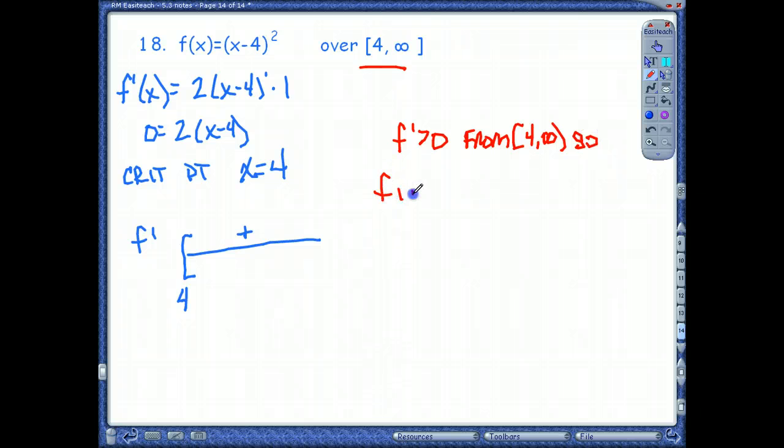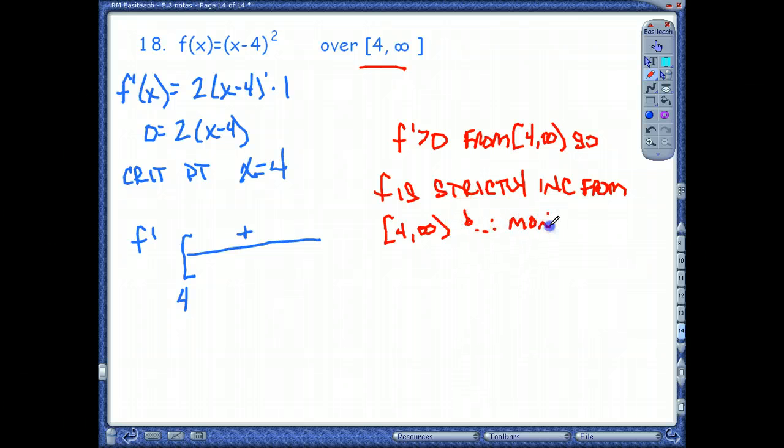So f is strictly, try to fit that word in as many times as you can. f is strictly increasing from, wow, my handwriting's getting worse, sorry. And therefore monotonic on the interval. Now I slipped in that extra interval there, and that's because I want people to know that I know it's not monotonic over the whole entire real number system. It's only monotonic on the interval they chopped us down to.